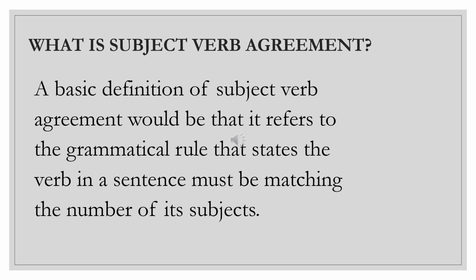Subject verb agreement is basically a rule that states that the verb in a sentence must match the number of its subjects, which means that according to the number of subjects that is used in a sentence, we determine the verb. If a subject is singular, we use a verb that is also singular. And when a subject is plural, we use a verb that is also plural.